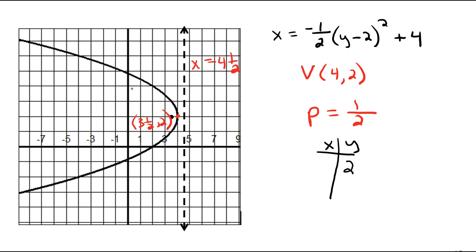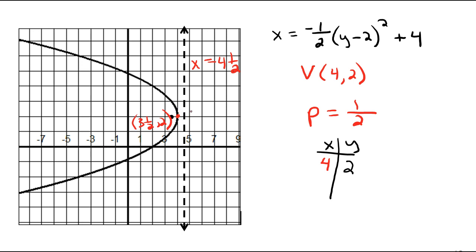Now as far as graphing it, I'm going to need to stick a value in there. And notice what I did. Because my equation is written like this, it's easier to put a number in for y. I'm going to put 2 in there because that gives me 0. And then negative 1/2 times 0 is 0, plus 4 is 4. So I have the point (4, 2). So here's (4, 2). Okay, that didn't help me.